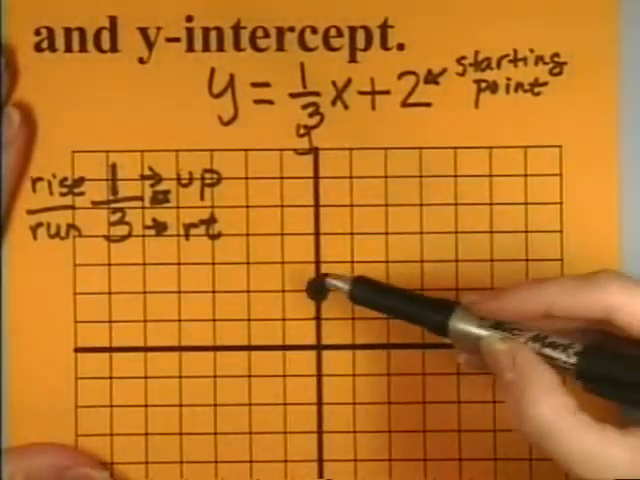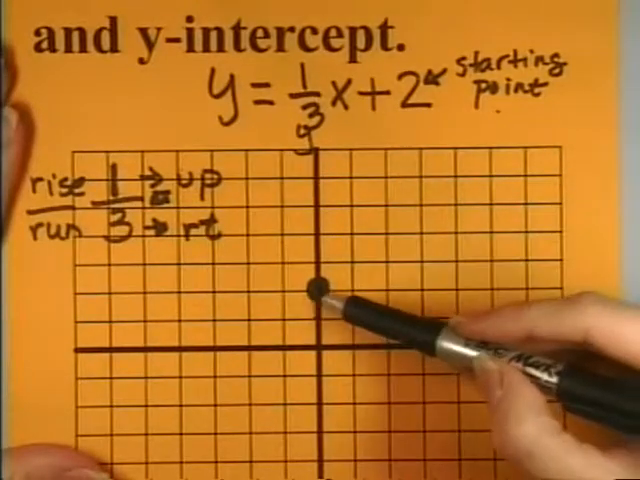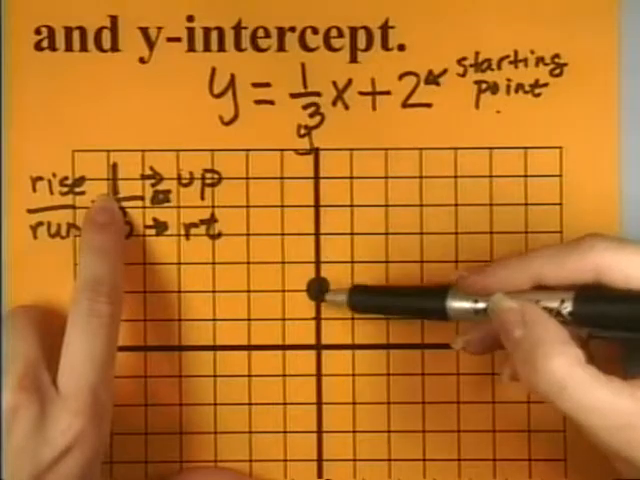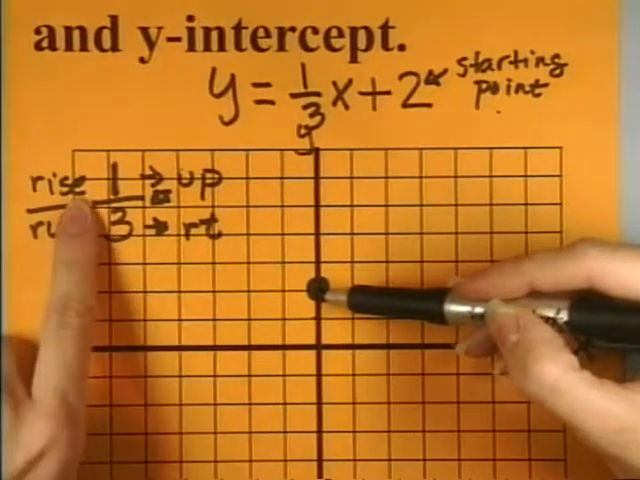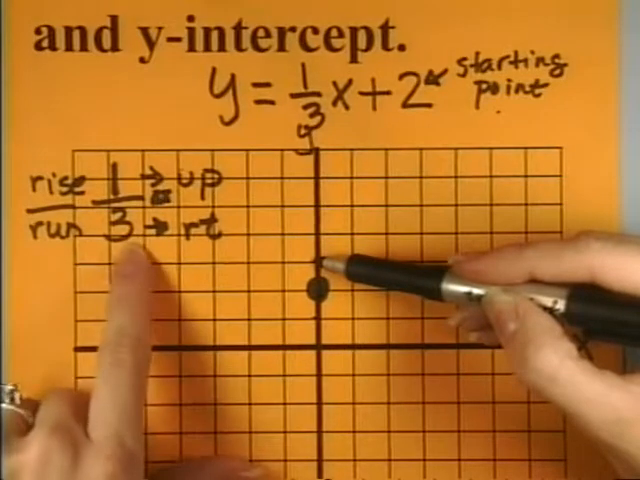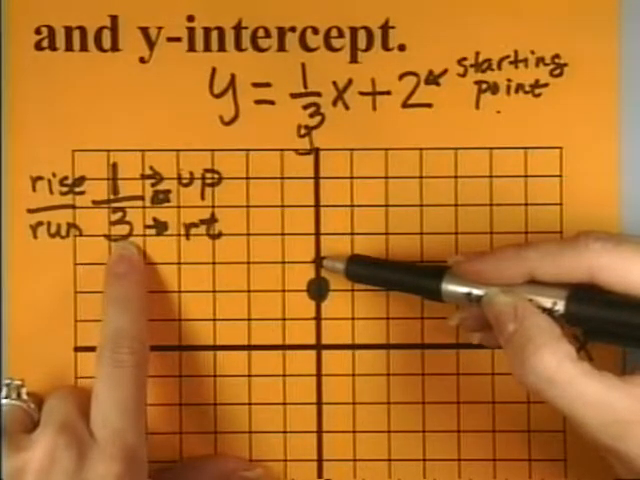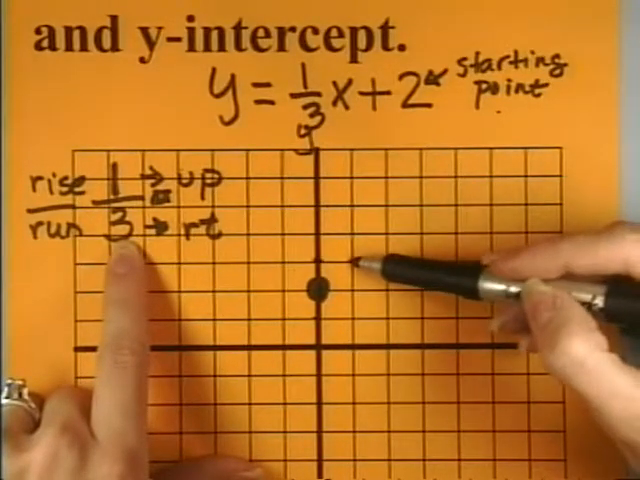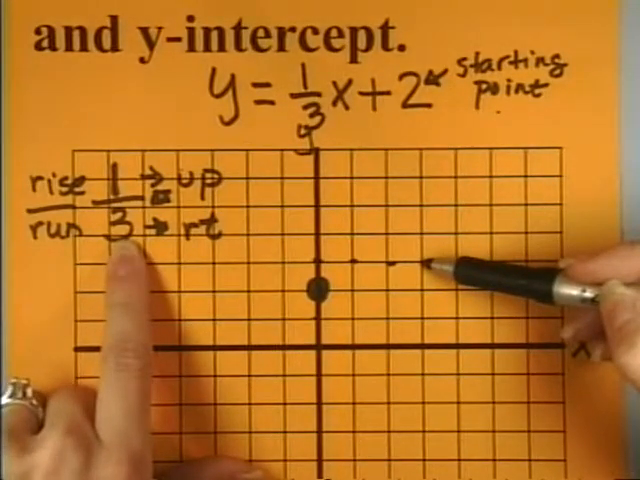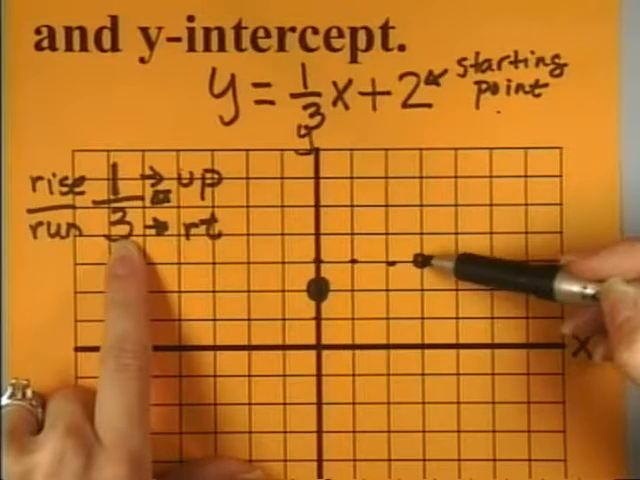So I'm going to start from here, right? That's the starting point. That tells you how many units to go up. So how many little blocks do I go up from here? 1. Go up 1. And you don't put your point yet until you do your run. So how many times do I run? 3. 3 little blocks, right? 1, 2, 3. Can I put my point now? Yes. Now I can put it.